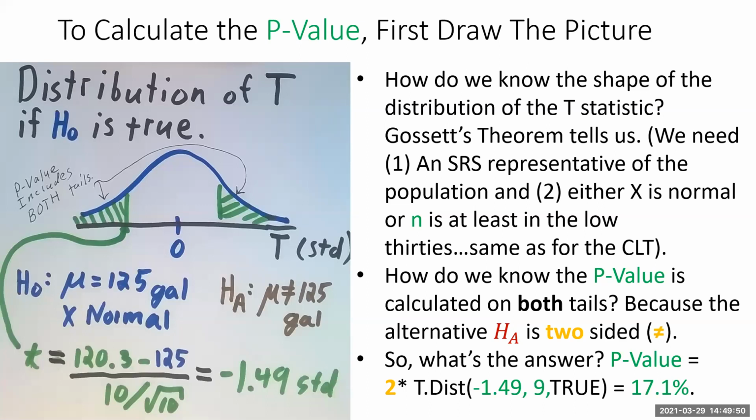So, what lets us draw the t-curve? One, we have a simple random sample, and two, even though the sample size 10 is small now, X was given to be normal. It's part of the null hypothesis. So that gets us in the door, and we can use the t-distribution. It's two-tailed because the alternative hypothesis just has this not equal to symbol.